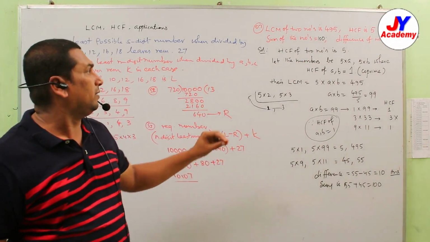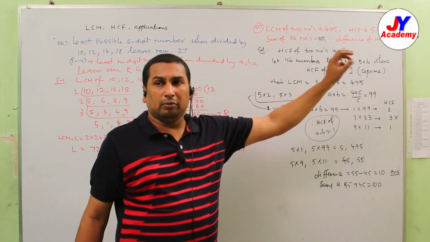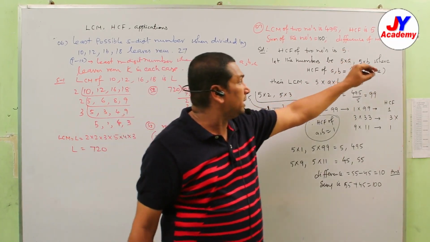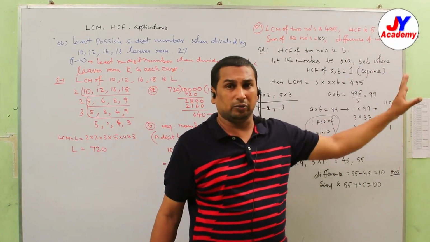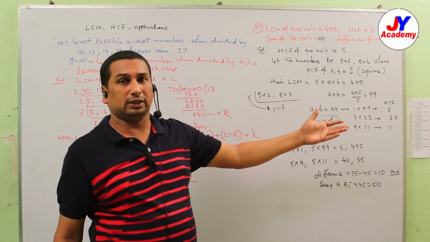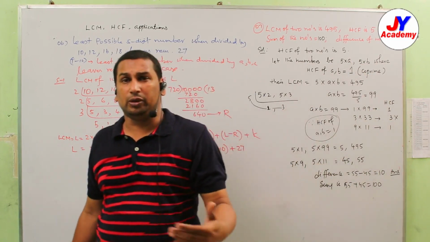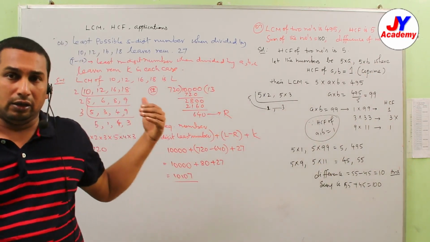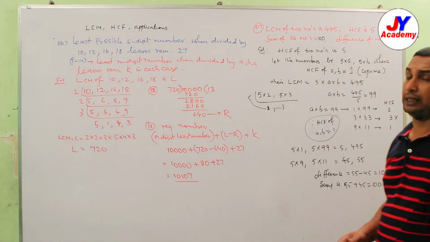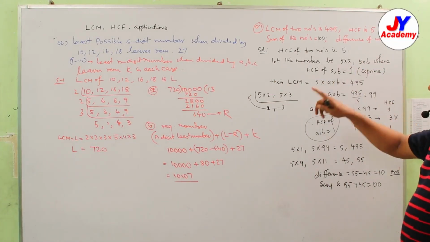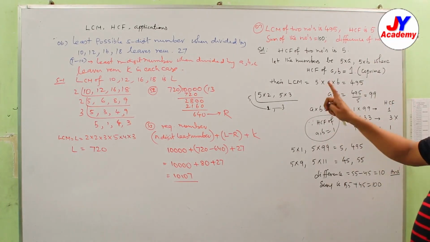So by knowing HCF, consider the numbers 5A and 5B, but the basic condition is that the HCF of A and B, whatever numbers you consider, should be 1. Otherwise the overall HCF is not 5. If the HCF of A and B is other than 1, it may be 2 or 3, then the HCF of the original numbers becomes 5 into 2 or 5 into 3. So the HCF of A and B should be 1. Then only the HCF of the original numbers is 5.